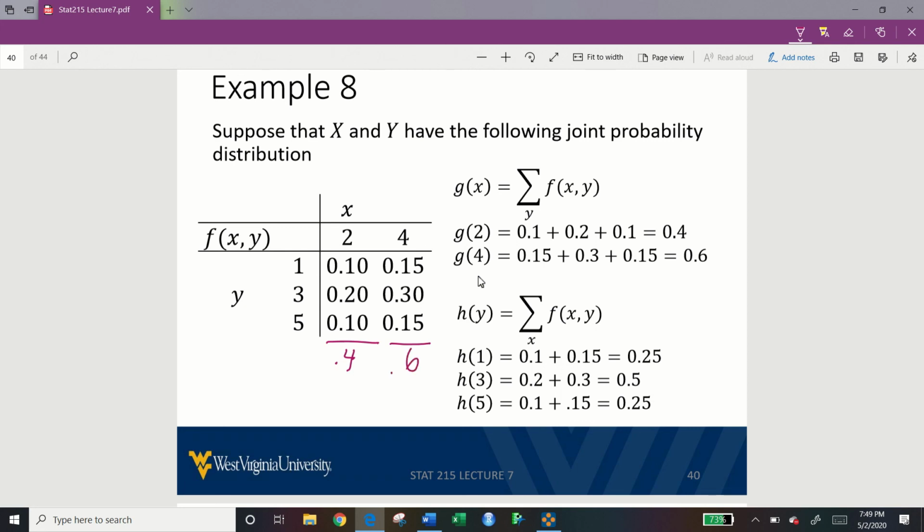Now to find h of y, which we calculate by doing the summation over x of f of x comma y, we can see that h of 1 is going to be 0.1 plus 0.15, which is going to be 0.25. H of 3 will be 0.2 plus 0.3, which will equal 0.5. And last but not least, h of 5 will be 0.1 plus 0.15, which will equal 0.25. Very good.